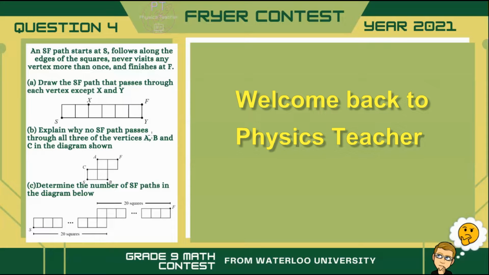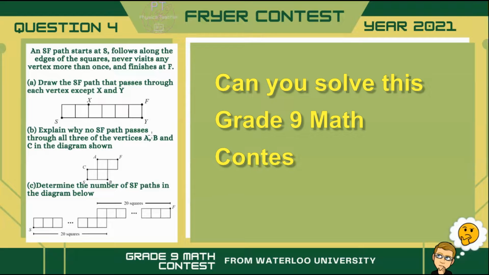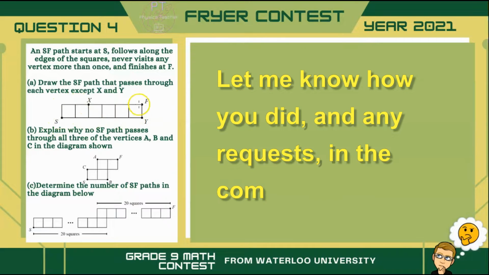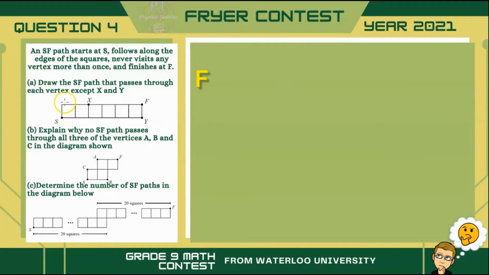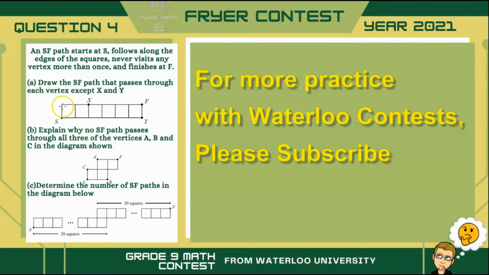This is a grade 9 Fryer contest question. It's the last question from the year 2021. And in it, we have an SF path that starts at S and follows along the edges of the square and ends at F. And you have to be careful never to visit any vertex more than once. A vertex is where two or more of the square edges meet.